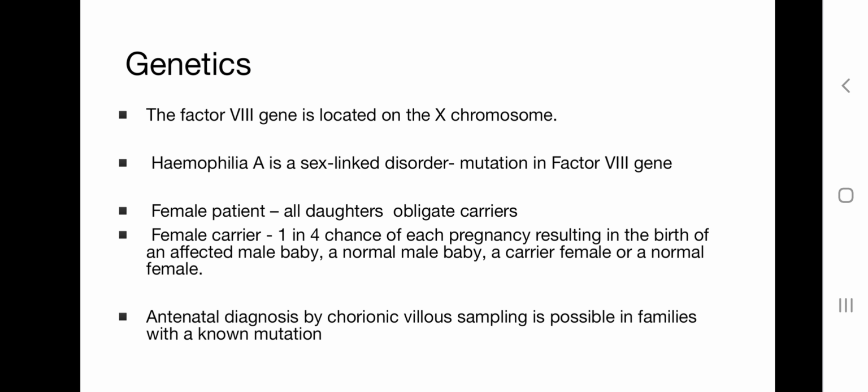Antenatal diagnosis of hemophilia is possible by chorionic villus sampling, and is possible in families with a known mutation. So if you know that hemophilia runs in a family, you can screen antenatally for this mutation and proceed accordingly.